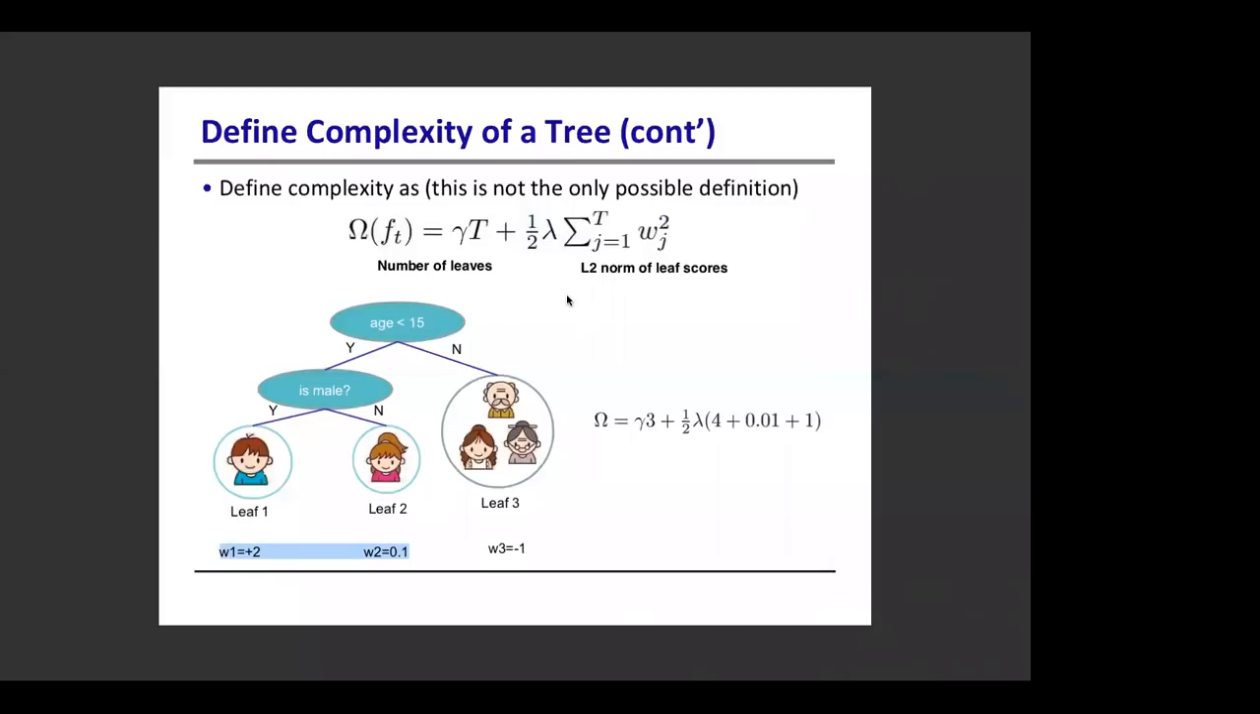Good question, Tanmay. Another regularization term could have been the depth, correct? The depth.